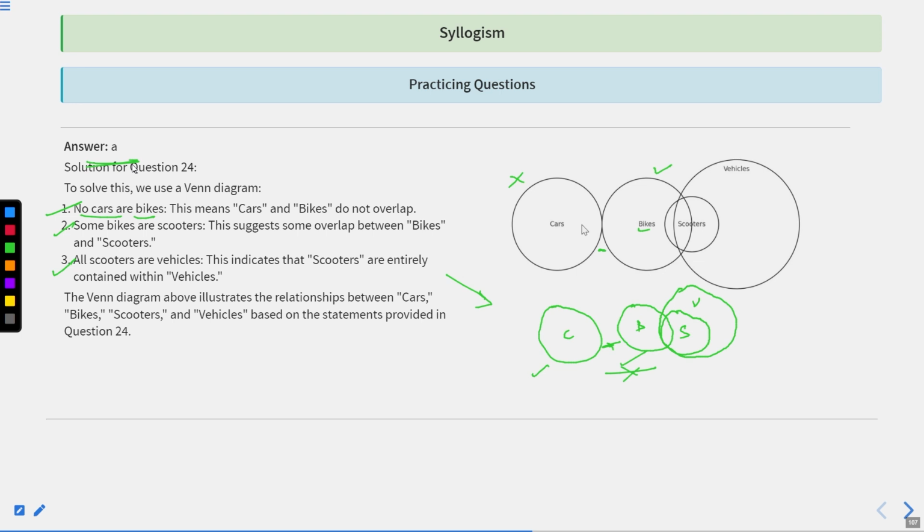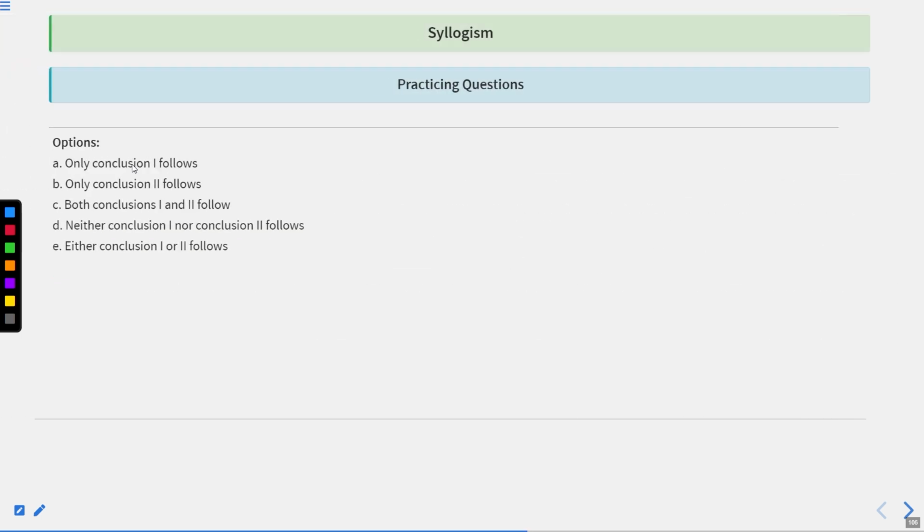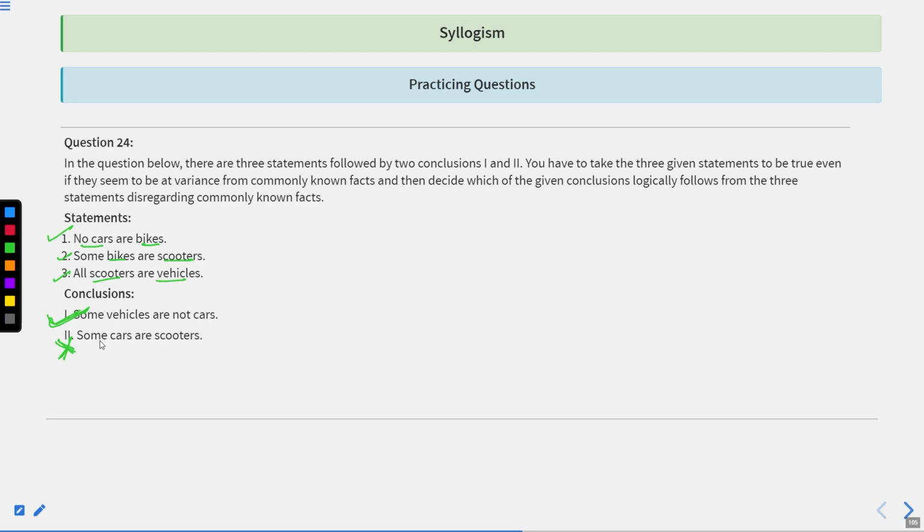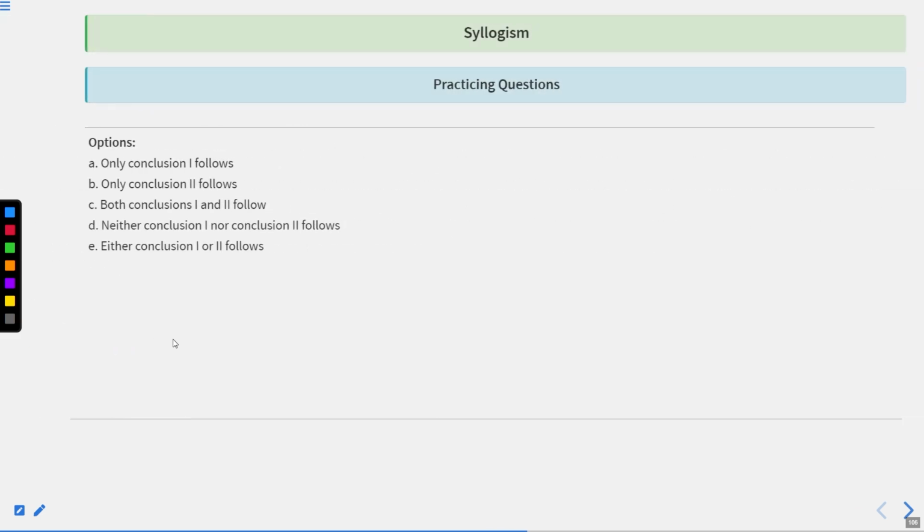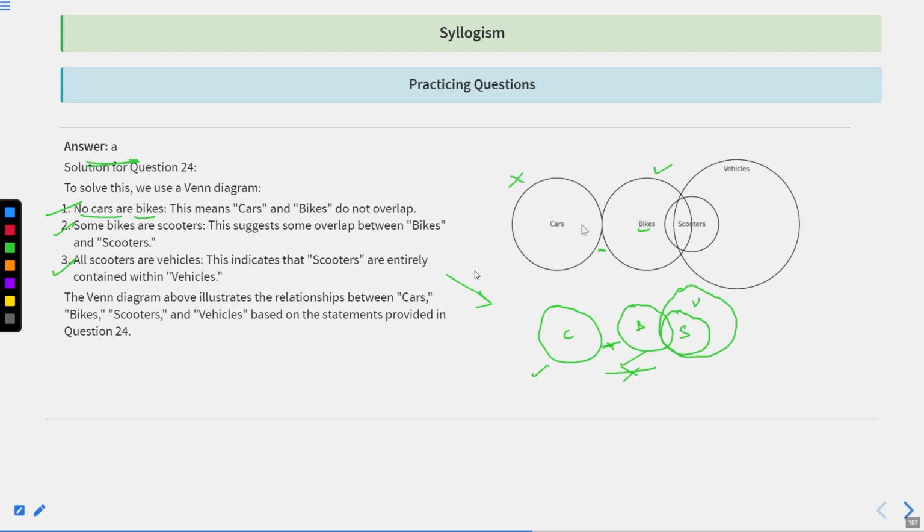Even if we try to infer that there can be some bikes which are scooters, and scooters are vehicles, there also is no relation between cars and those scooters, bikes and vehicles. Therefore, your conclusion 2 will not be correct. Only some vehicles are not cars is actually correct because there is no direct relation between cars and vehicles. So I suppose you have understood this particular question also.